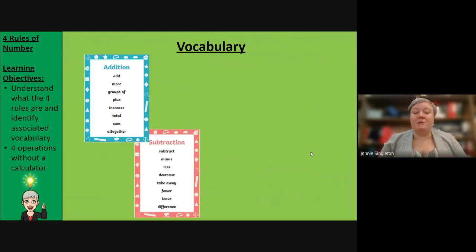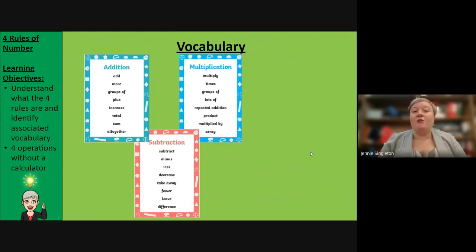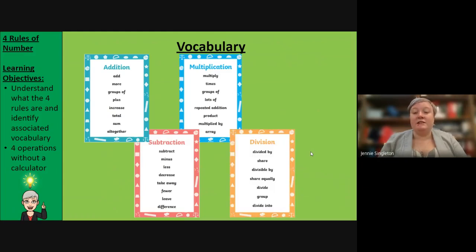For subtraction, they might say subtract, minus, less, decrease, take away, fewer, leave, or difference. For multiplication, they might say multiply, times, groups of, lots of, repeated addition, product, multiplied by, or array. Division can be said by saying divided by, share, divisible by, share equally, divide, group, or divide into.